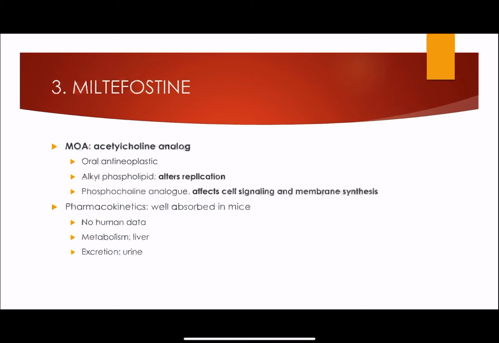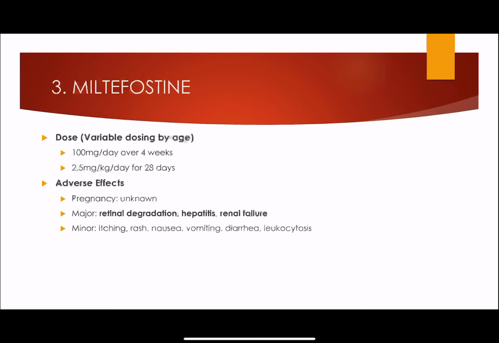The third one is miltefosine. It's an acetylcholine analog, and it's also used as an oral anti-neoplastic agent. So it's used for cancer. So it alters replication and affects cell signaling and membrane synthesis. So it's well absorbed in mice, no human data yet. The metabolism is in the liver, excretion is via the urine. Okay? Unknown pregnancy status, because not many studies have been done for this.